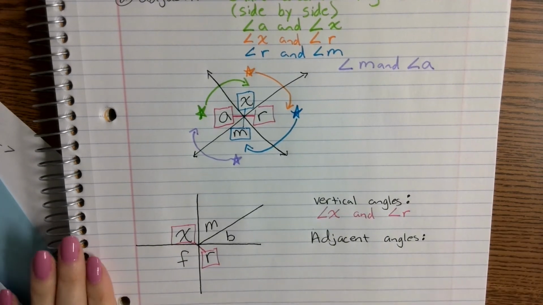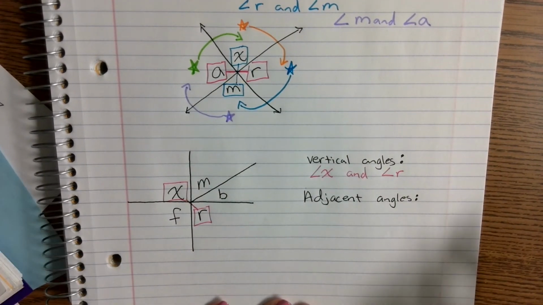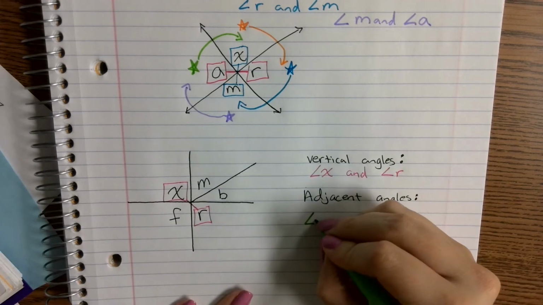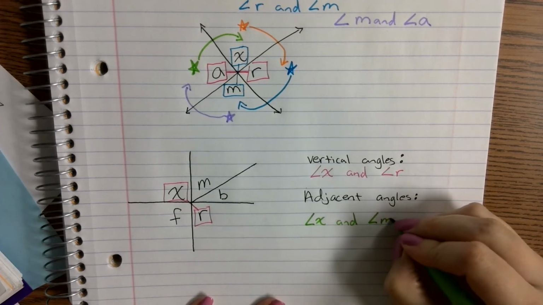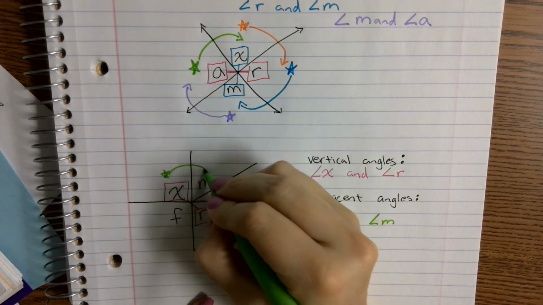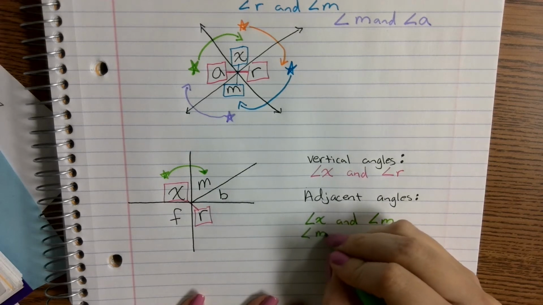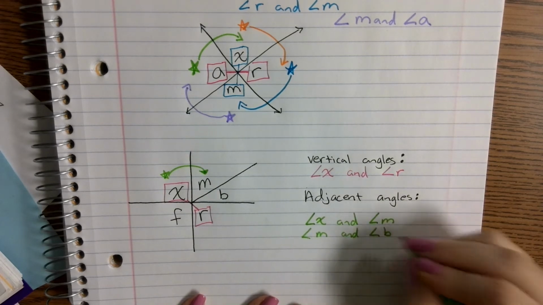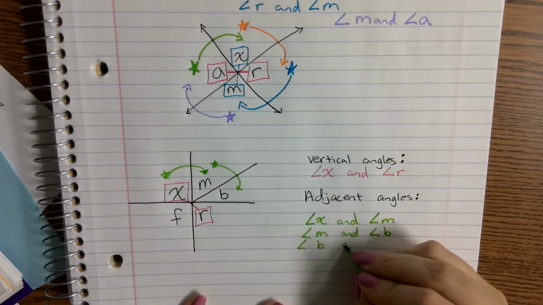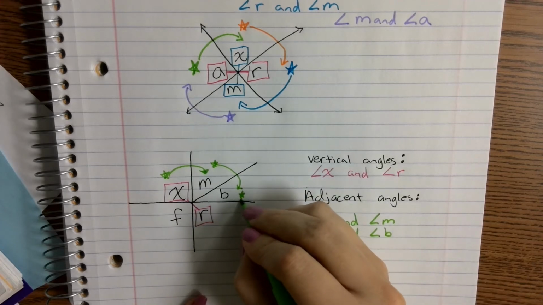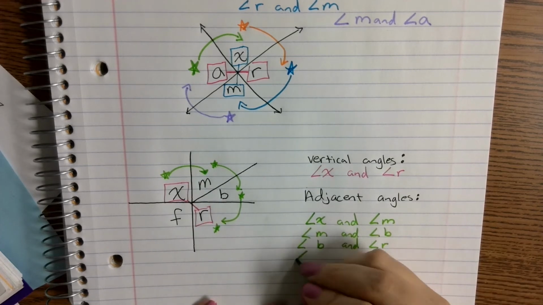Now, let's go into our adjacent angles. Our adjacent angle measurements. Let's start with angle X. What is angle X adjacent to? M. Good. So angle X and angle M. We can start at X, we can go to M. So now let's continue following the wheel. What's angle M also adjacent to? B. Okay, what is angle B also adjacent to? R. What is angle R also adjacent to?